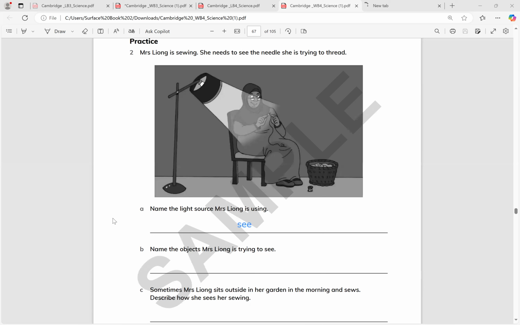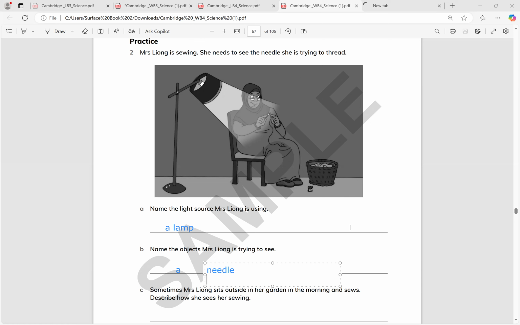Now, Miss Leong is sewing, and she named the light source. I think it's a lamp. A lamp. Now, what is Miss Leong using? A light bulb? No. It's a needle, a thread in a needle. A small, tiny needle.